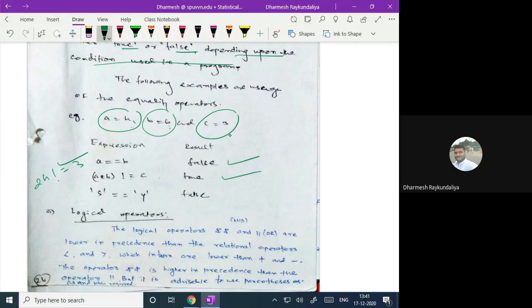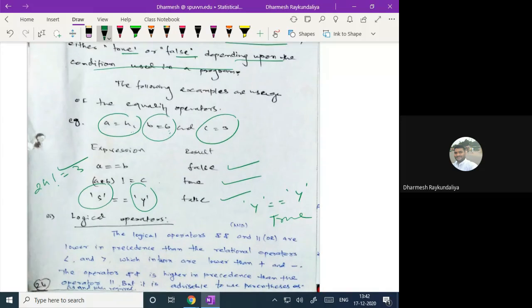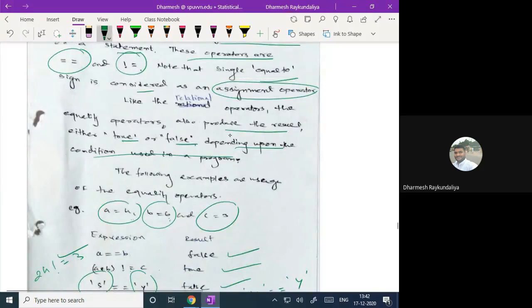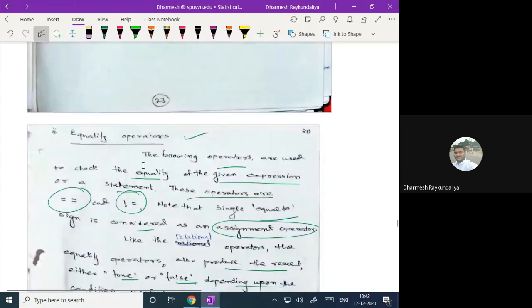Now if I am comparing two character constants and both characters are different, that means the result is false. If you are saying that y equal to y, then the result will be true. So that is the use of an equality operator.